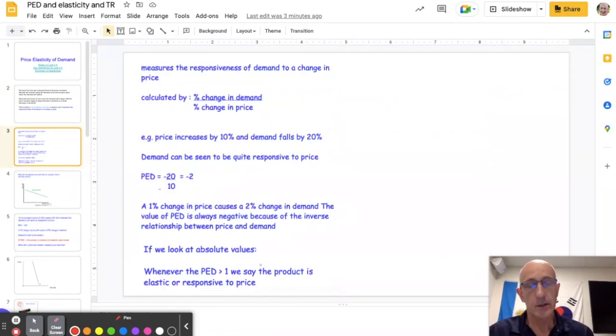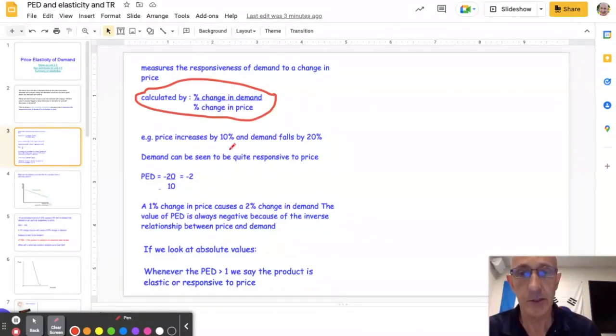It's one of those areas of economics where both HL and SL calculations are required, so you need to be familiar with this equation here. This is how you calculate PED: percentage change in demand divided by percentage change in price. Now, you might be given the information as a percentage change. For example, you might be told the price increases by 10% and the demand falls by 20%, and therefore you can just put those numbers into your equation and calculate the PED as being equal to -2.